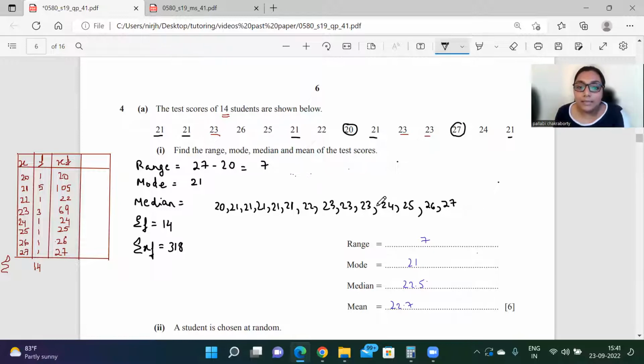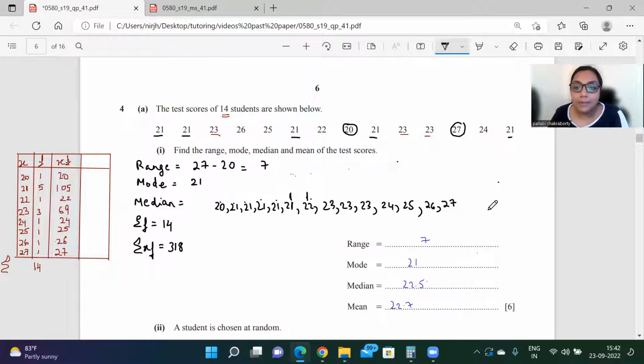Now this is a data set of 14 points. We have to calculate the median. Median means the middle value, right? So what will be the middle value or the middle term over here? In total there are 14 terms. The middle term will be the 7th and the 8th term, right? Let's check what is the 7th term. 1, 2, 3, 4, 5, 6, 7. So our 7th term is 21 and 8th term is 22.